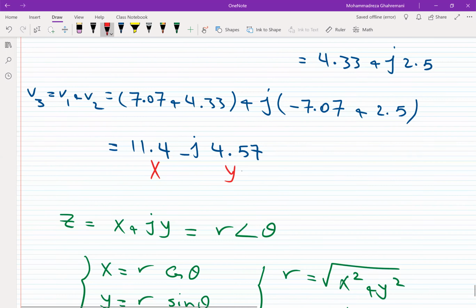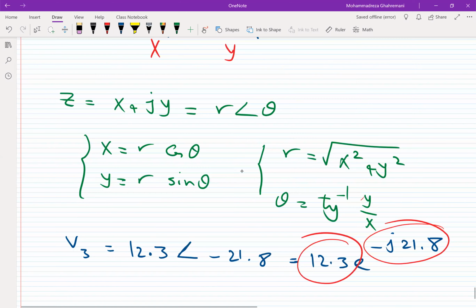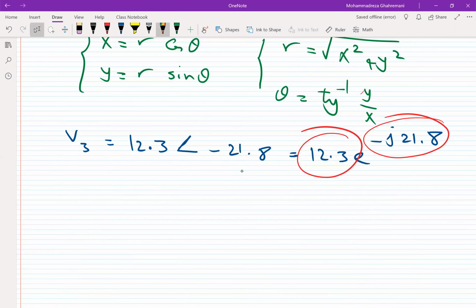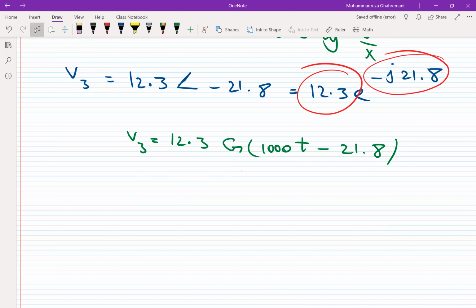Okay, so at this point, I have the amplitude of V3, I have the phase angle of V3, and of course, because the original signals had the same frequency of 1000, the output signal also has the same frequency, which is 1000. So I can directly write the answer. I can say V3 is equal to 12.3 cosine of 1000 t minus 21.8.